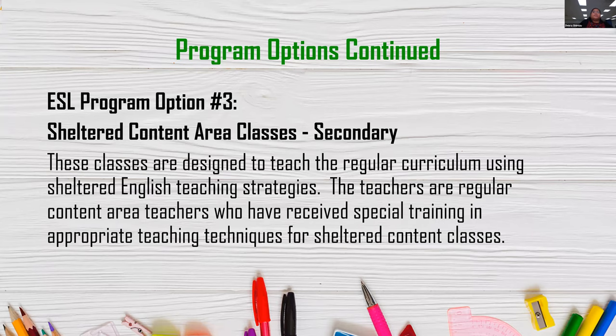Moving on is our program option three, which is sheltered at the secondary level. And these are designed to teach the regular curriculum using sheltered English teaching strategies. In this one, the teachers are regular content area teachers who have received special training in appropriate teaching techniques for sheltered content classes. Many of them also use SIOP, which we will also share in a moment.